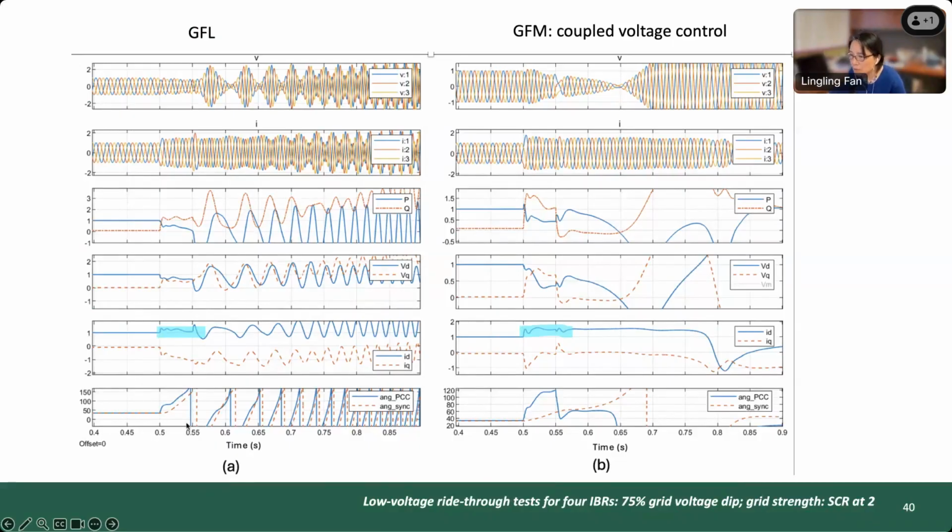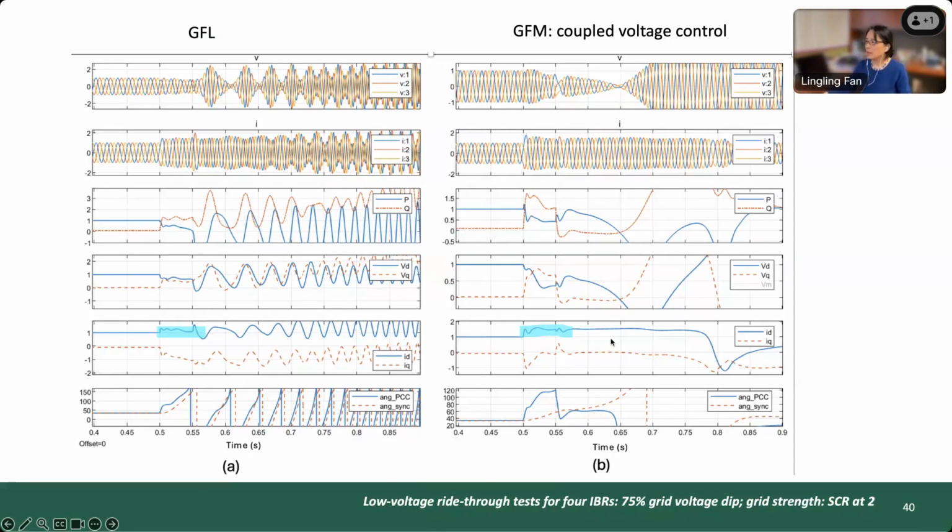The system is losing stability because the angle keeps increasing as the voltage dips. Then VQ is increasing, the frequency is increasing, the angle keeps increasing, and finally they lose stability. And then look at the coupled voltage grid, it's also losing stability as well, although it's slightly better.